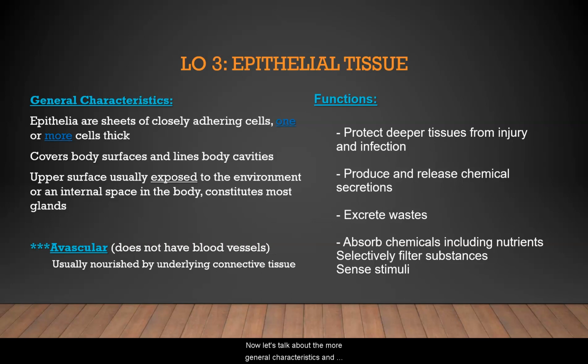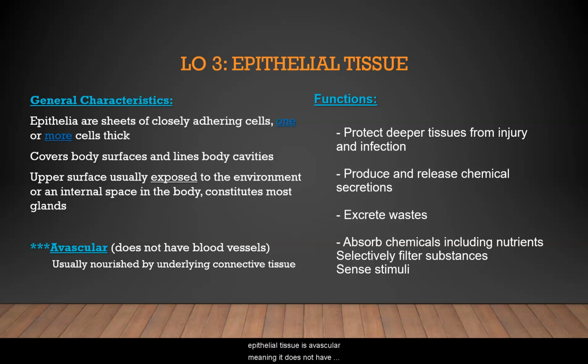Now let's talk about the more general characteristics and structures associated with each of these tissue types. Okay, so there's a lot of information here, but feel free to pause the video at any moment to take your notes. So some general characteristics about epithelial tissue. These are sheets of very closely adhering cells that could be one or a few cells thick. They cover the body surfaces, both inner and outer, and cavities of hollow organs. The upper surface is usually exposed to the environment or some sort of internal space in the body, and they constitute most glands. This is all stuff we said in the previous slide.